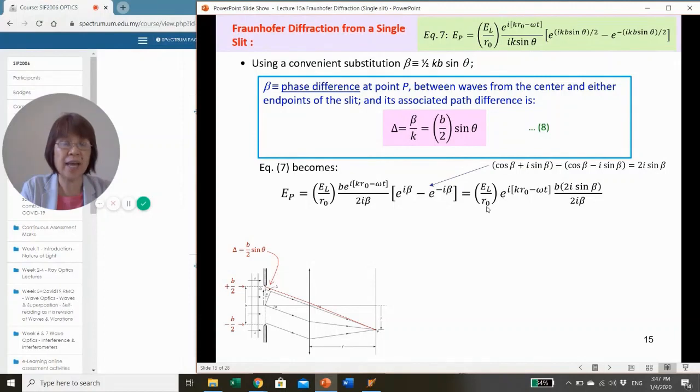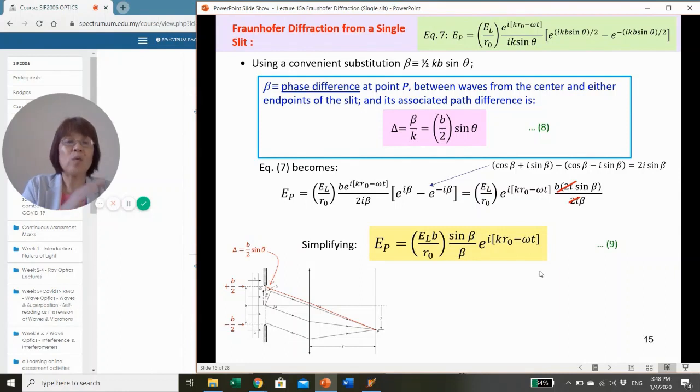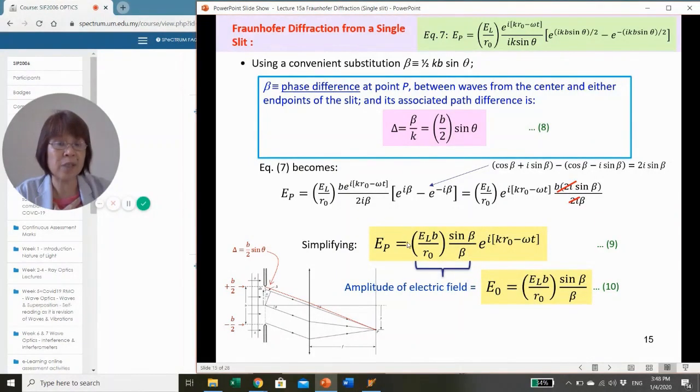Therefore, we will have E_L over R0 exponential i(kR minus omega t). We get 2i sine beta and a b factor, put it here. The denominator is still 2i beta. Now we simplify further: this one and this one are common, so they cancel off. Then we have E_L b over R0 times sine beta over beta times exponential i(kR0 minus omega t). So it's a harmonic wave, and this is the amplitude that we are interested in. This amplitude expression is proportional to sine beta over beta.